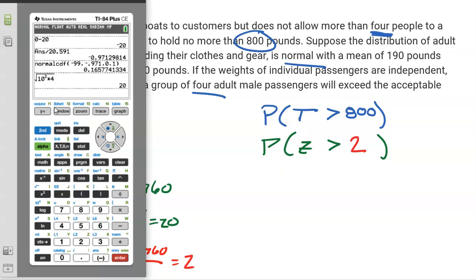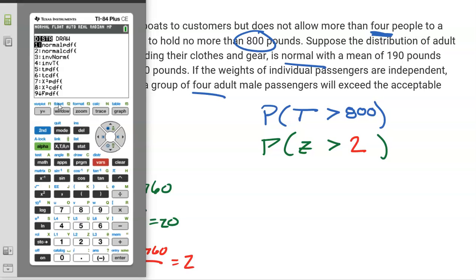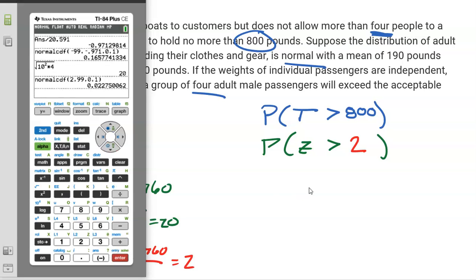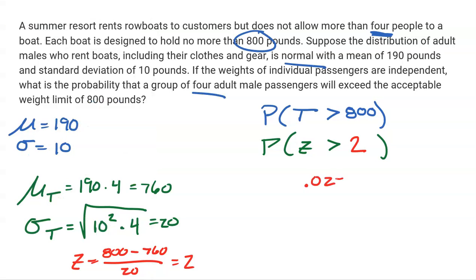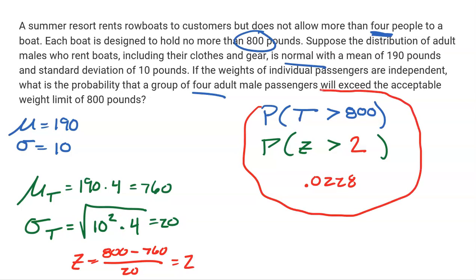Now I could go to my normal CDF on my calculator, and I could find the probability that the lower value is 2 and the upper value is 99, because I want to go way above 2 to the right. That's greater than, and I get 0.0228. So that's certainly not very likely, but it's still possible.